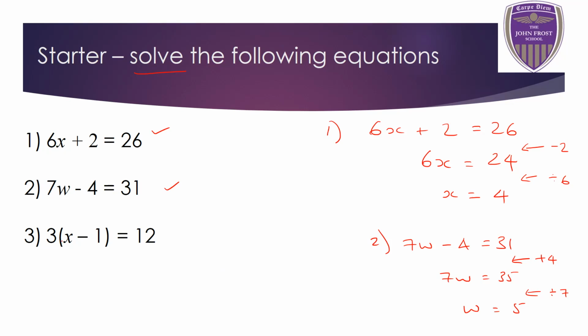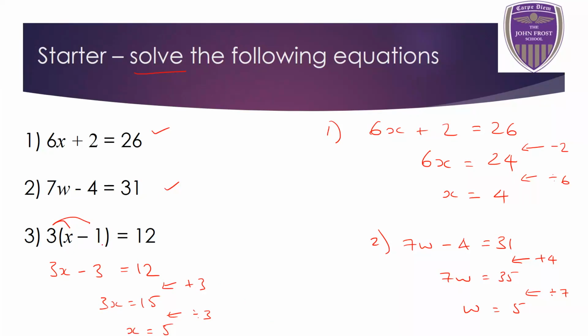And then for number 3, similar to what we did in last lesson, you've watched that video, we are just expanding the bracket first and then solving afterwards. If we expand the bracket, we get 3x minus 3, because 3 times x is 3x and 3 times minus 1 is minus 3, equals 12. Then we follow the same steps. The inverse of take away 3 is to add, so we get 3x equals 15, and then the inverse of times by 3 is to divide. How many 3s in 15 is 5.